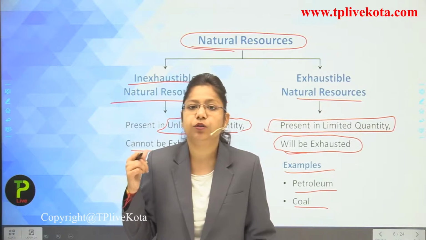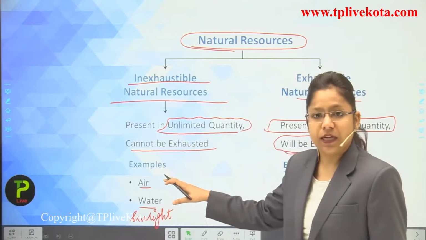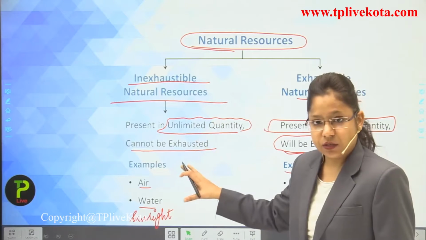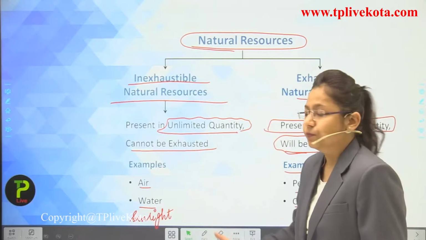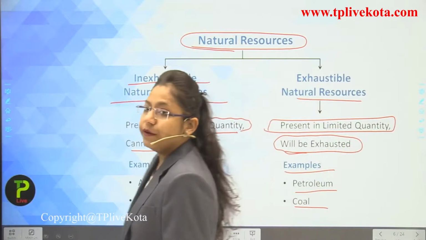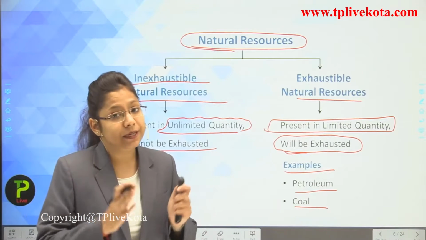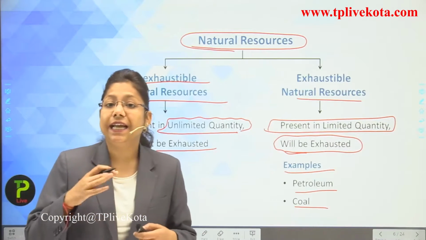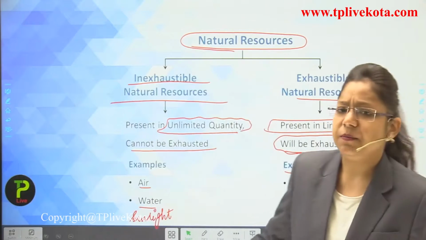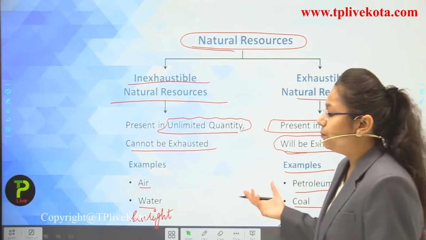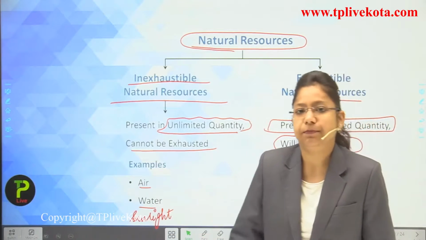So we have read about the two types of natural resources, students. First one is inexhaustible natural resource. It will not get exhausted. It is present in unlimited quantity. Examples are air, water, and even sunlight. Now if we talk about exhaustible natural resources, those resources are present in limited quantity and will get exhausted one day. Examples are petroleum and coal. There are many examples of both. You can see many examples on the internet and in other books also, so you can learn from that as well.